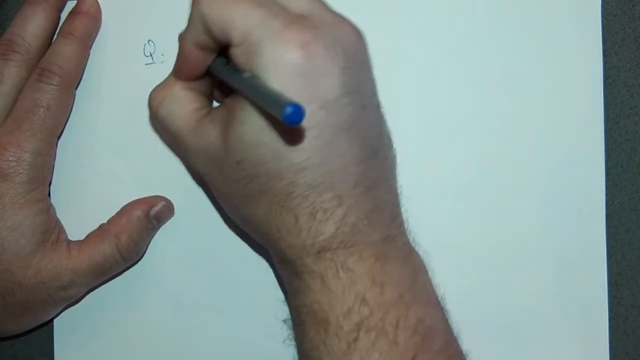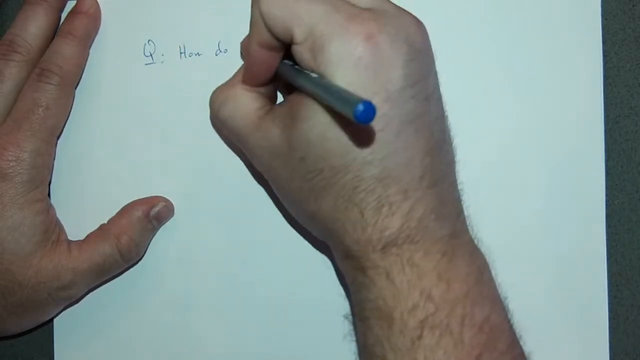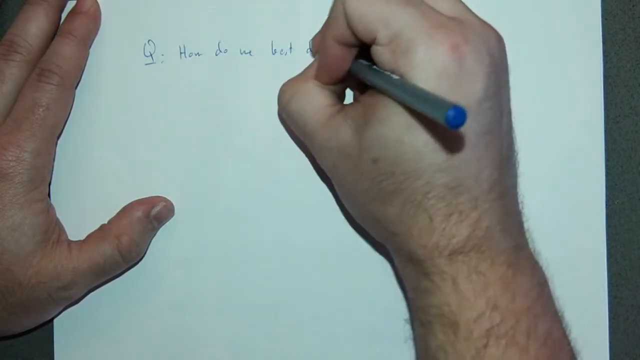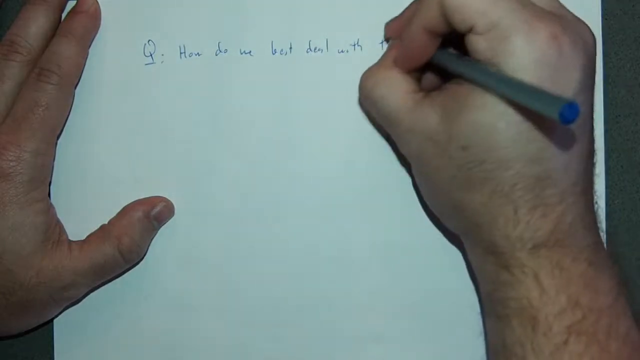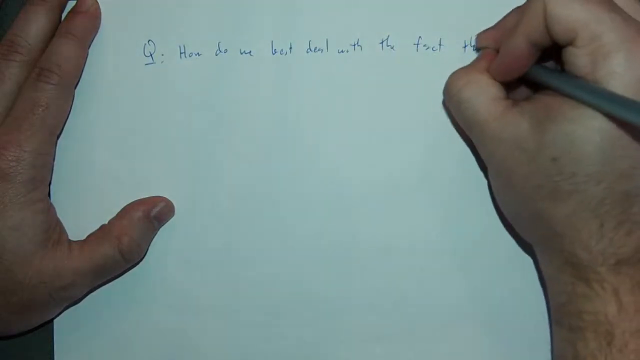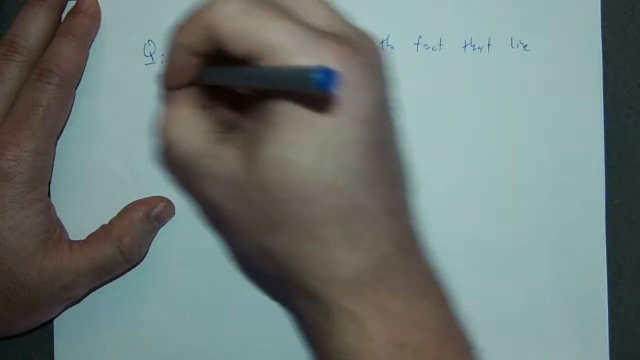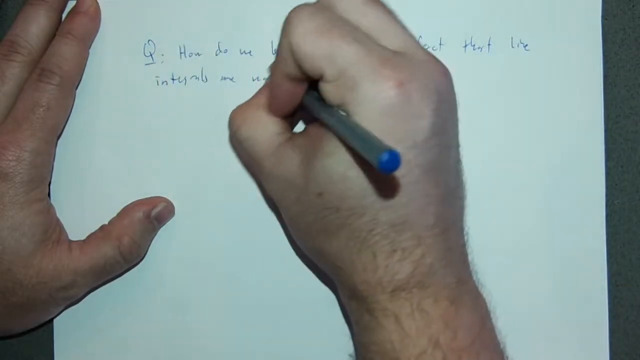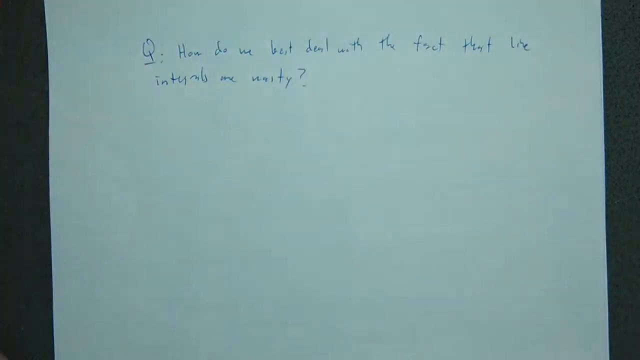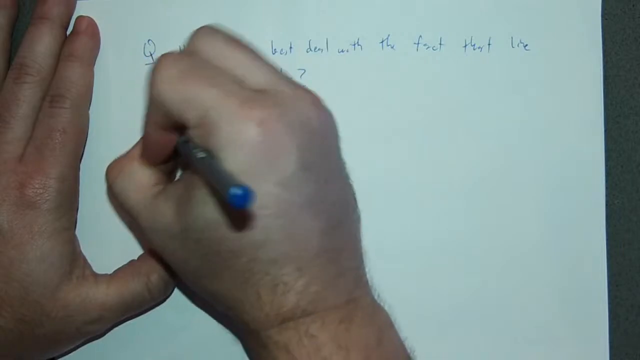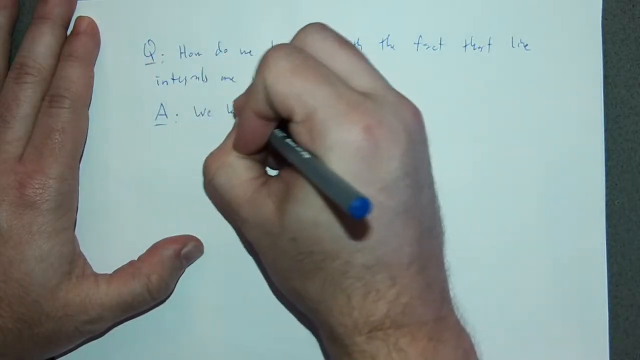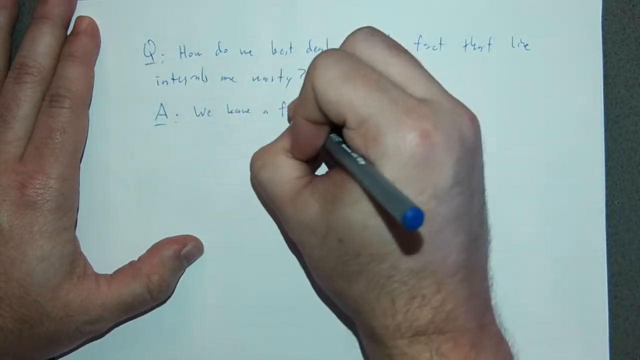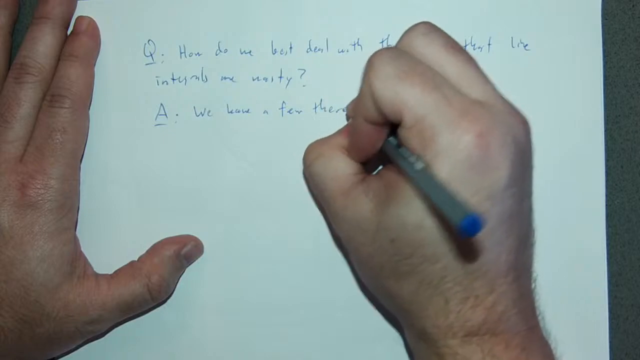So question, how do we best deal with the fact that line integrals are nasty? And the answer is that we have a couple of theorems to help. So we have a few theorems to help.